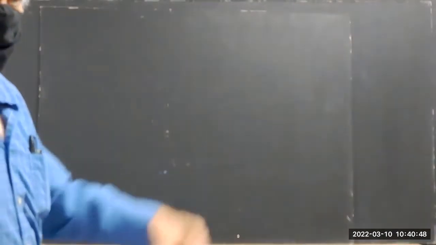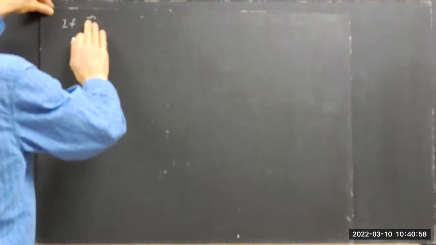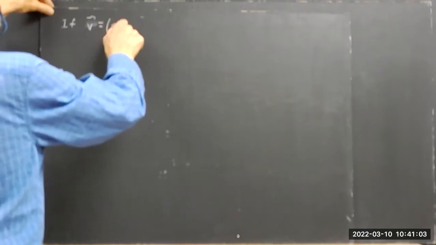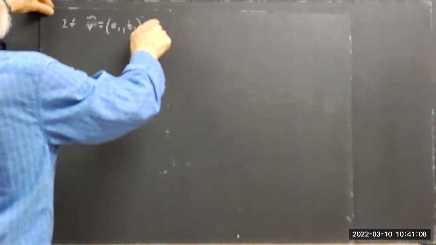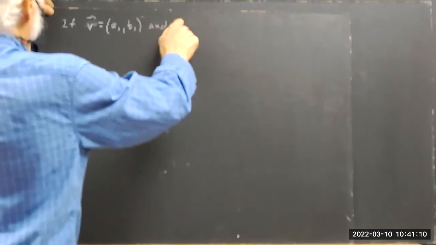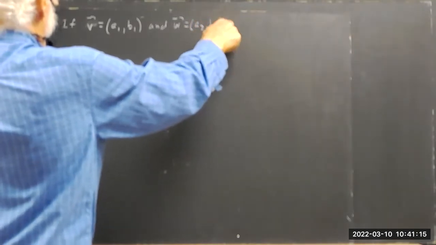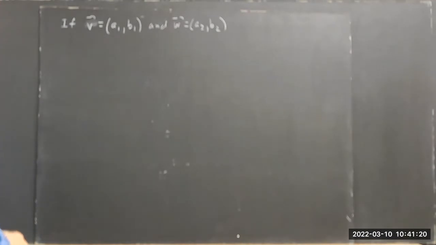Now, coming back a little more Monday, because I do have time to do a couple on R2. Let's test. I'll use... so let V equal A1, B1, and W equal A2, B2.